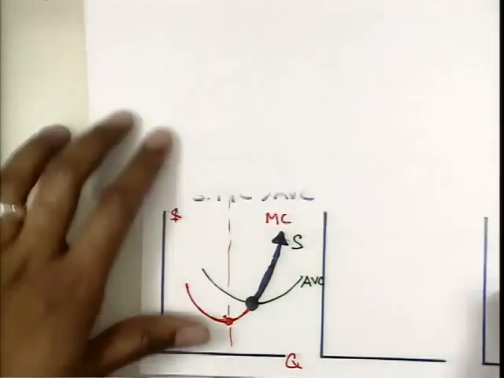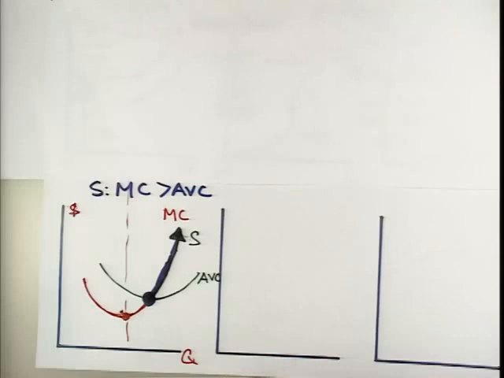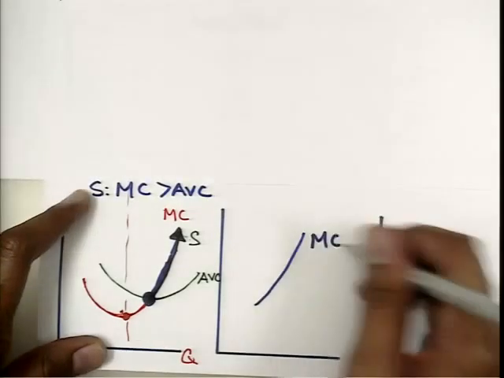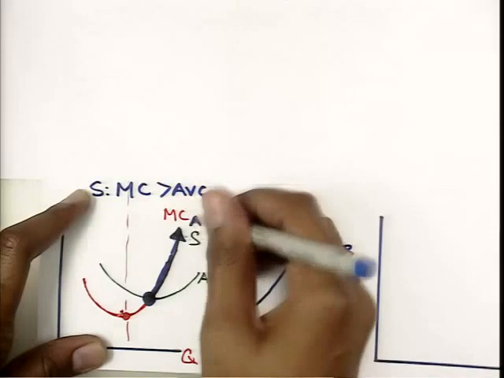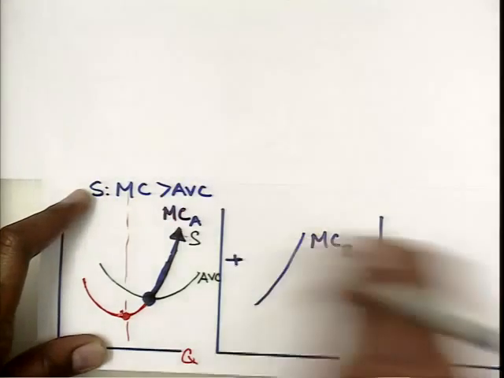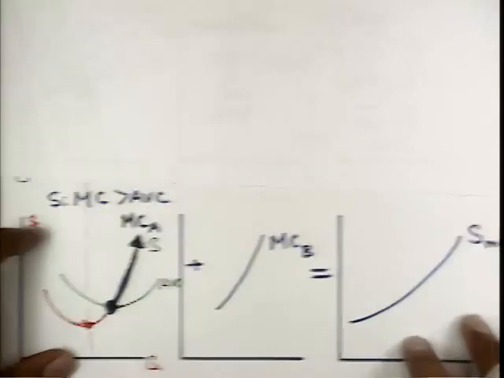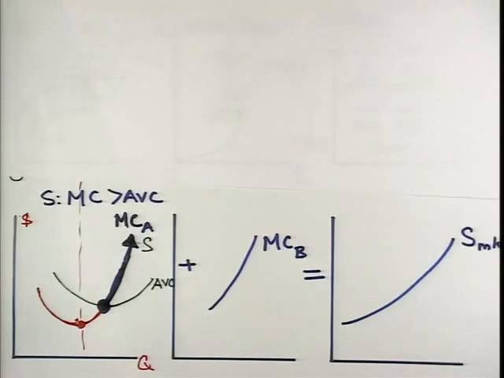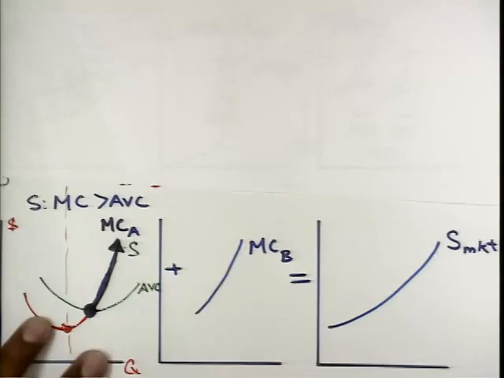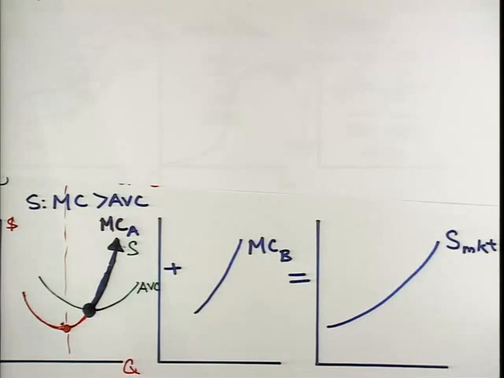Again, that's only for one firm. If you have another firm, firm B, firm A, and you add the two together, you get the market supply curve. The horizontal sum of individual supply curves gives you the market supply curve. Each marginal cost curve above the AVC curve is the supply of that firm. You add every single firm's supply above AVC to get the market supply.